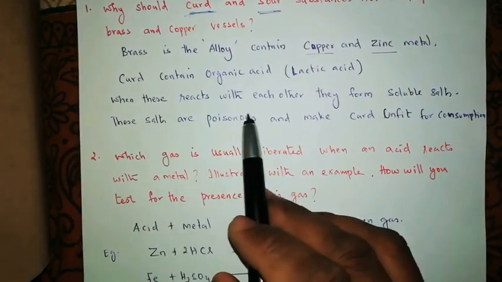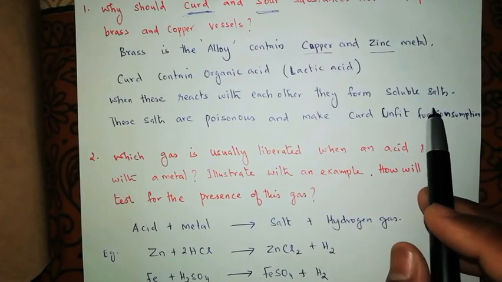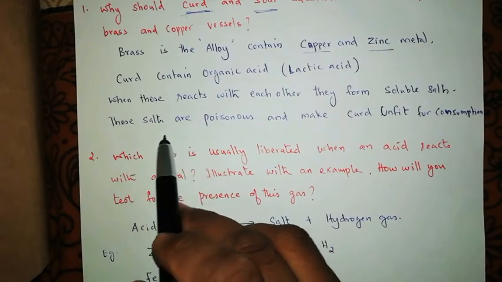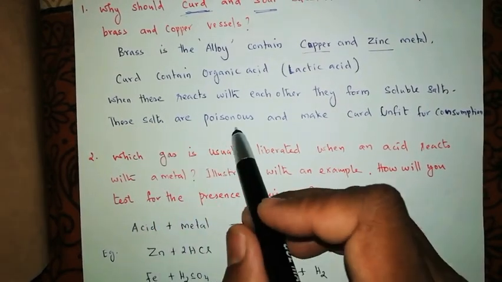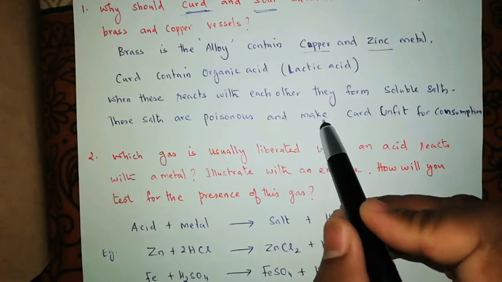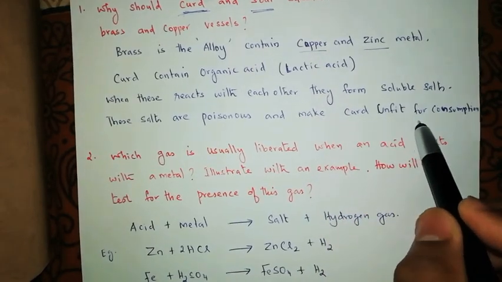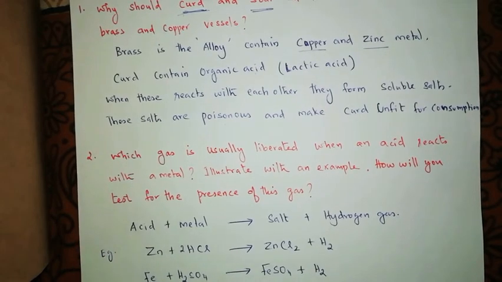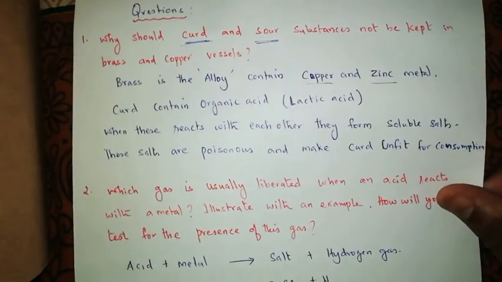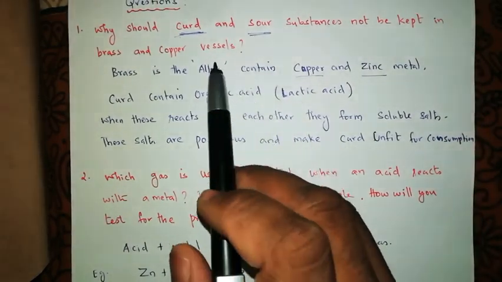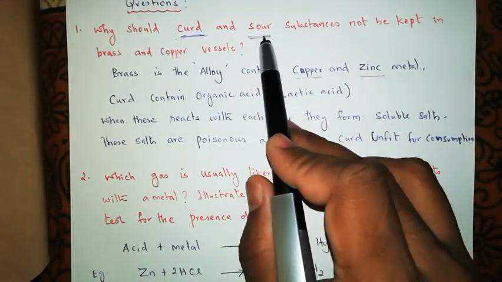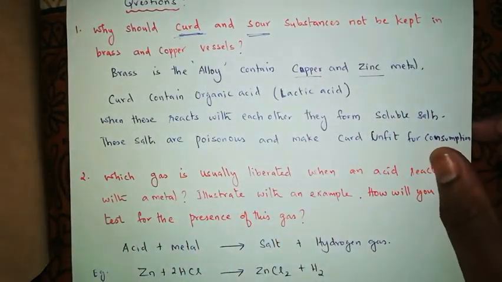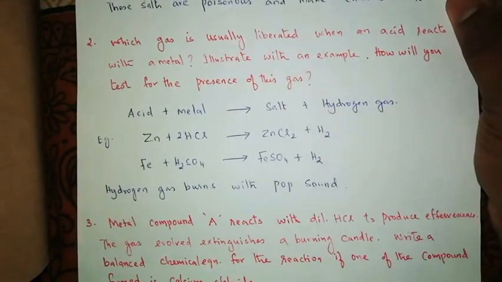So when these react with each other, they form soluble salts that easily mix with the curd. These salts are not good for health. They are poisonous and make the curd unfit for consumption. If you eat that curd, it is actually poisonous. That is the reason we should not keep curd or sour substances in brass and copper vessels. Clear? Okay, go to the next question.